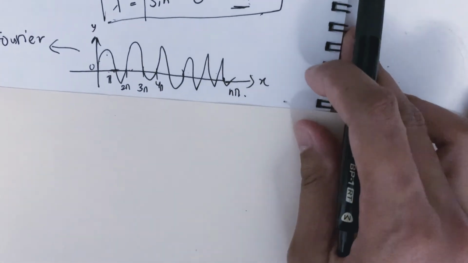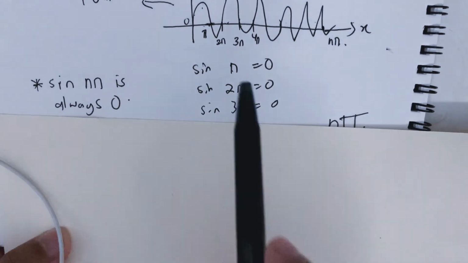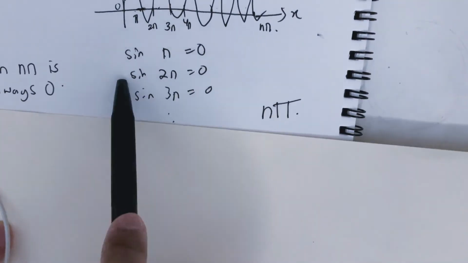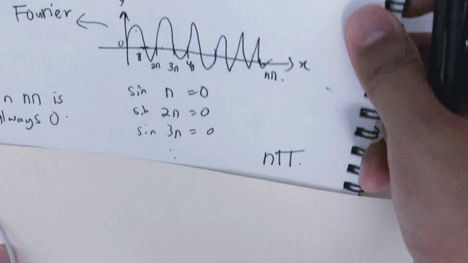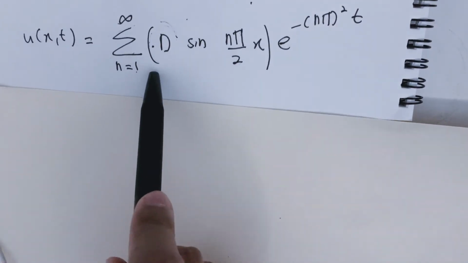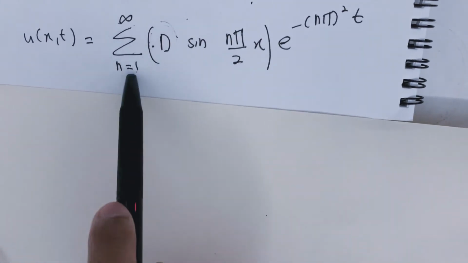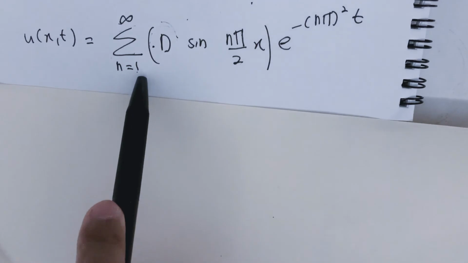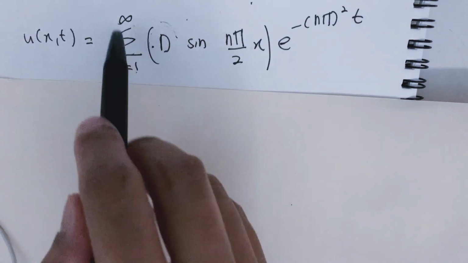You need to note, as a side note, that sin n pi is always 0. Every time sine hits pi, it's always 0. So we got the value for lambda, which is n pi. We're going to replace it in our equation, and now it becomes a summation because it's Fourier. So now we have a summation from n equals 1 until infinity. It has to start with 1 because n equals 0 gives 0.